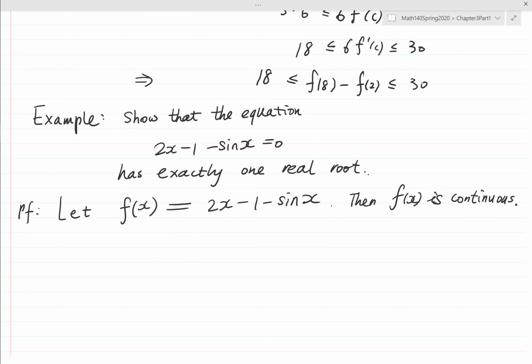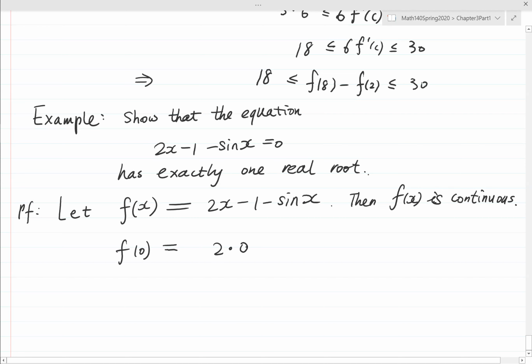Then we find two values such that the two endpoints have opposite signs. For instance, if we choose f(0), what is f(0)? You plug in 0: 2 times 0 minus 1 minus sine 0. 2 times 0 is 0, sine 0 is 0, so we get 0 minus 1 minus 0, which is negative 1.